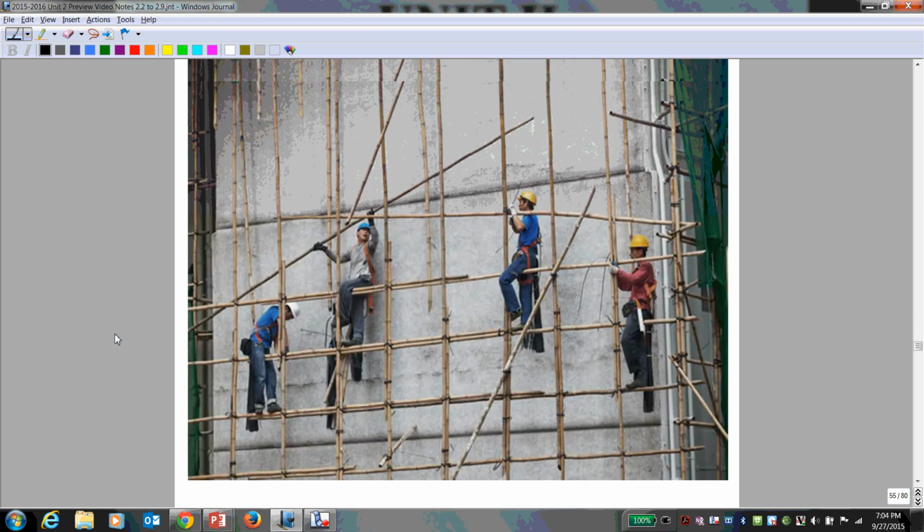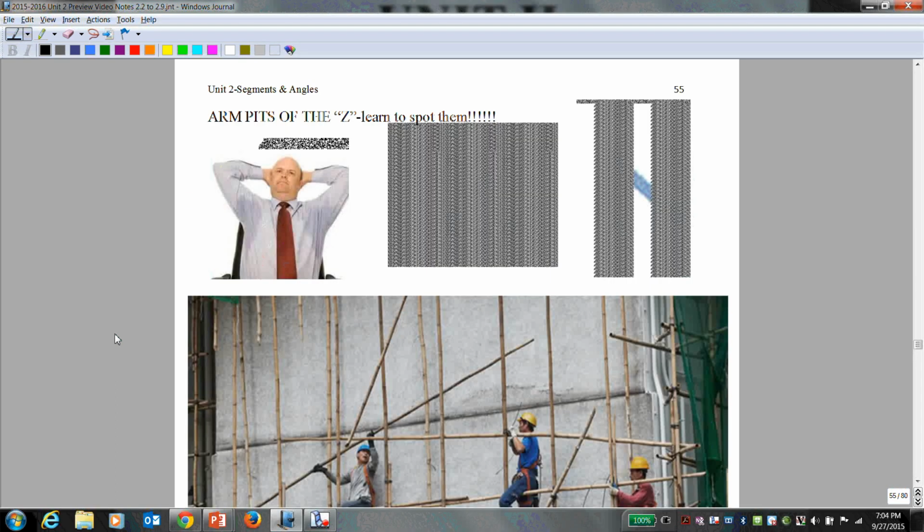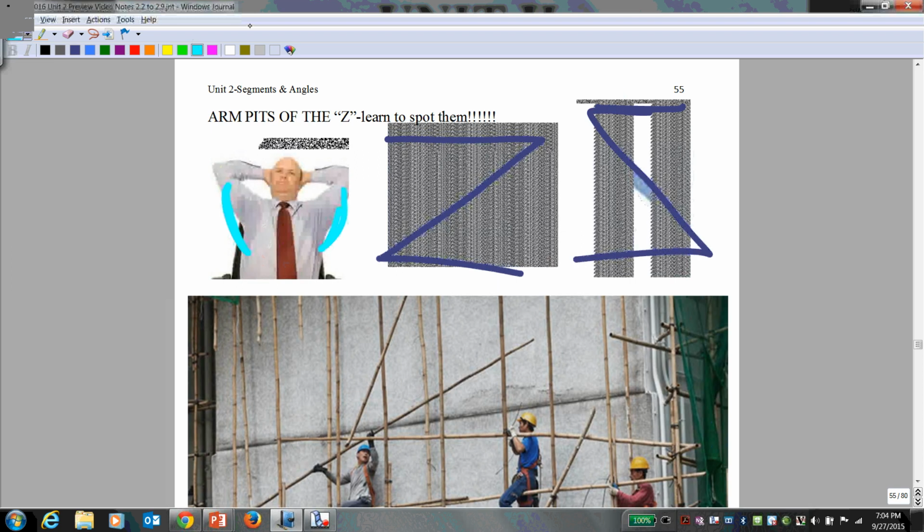Okay, so by far the most important angles you need to watch out for are what I call armpits. Yep, think sweaty armpits. Armpits of the Z. If I remember correctly, there was a Z here. There's a Z here, sideways or something like that. What this means is when you see a Z and lines are parallel, automatically those angles are congruent if those are parallel. Armpits of the Z.